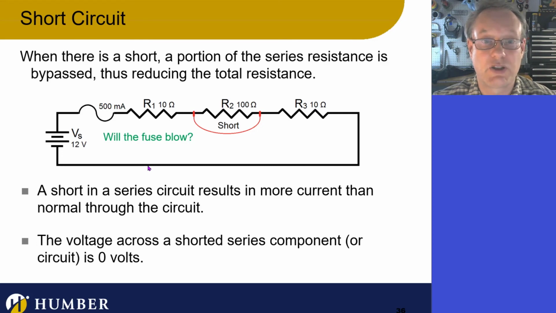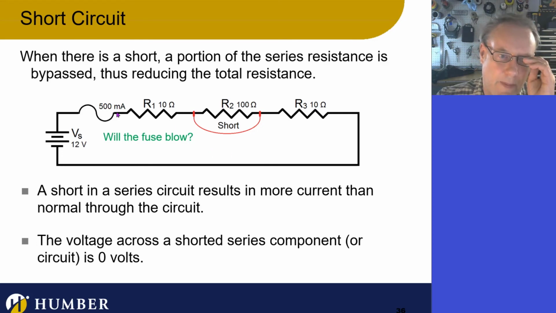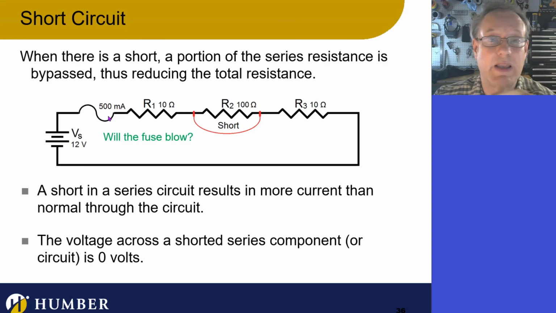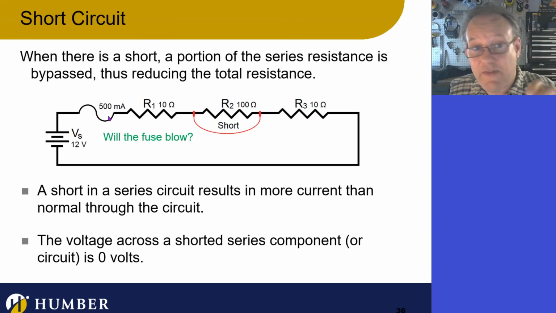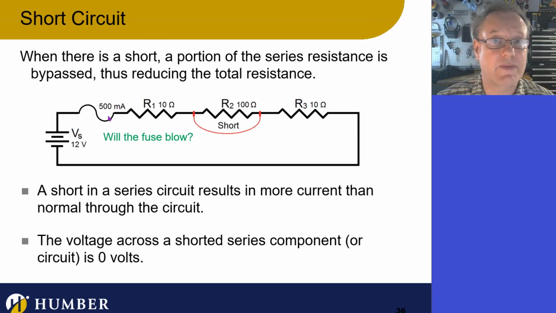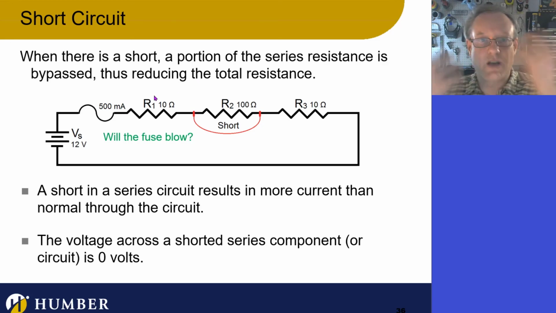Not at all. So if we take a look at this, if I put a fuse in here, a 500 milliamp fuse, then if there's more than 500 milliamps of current going through that fuse, it will blow. Okay, good. So let's actually see if this fuse will blow. We're going to use Kirchhoff's laws and Ohm's law to figure this out.